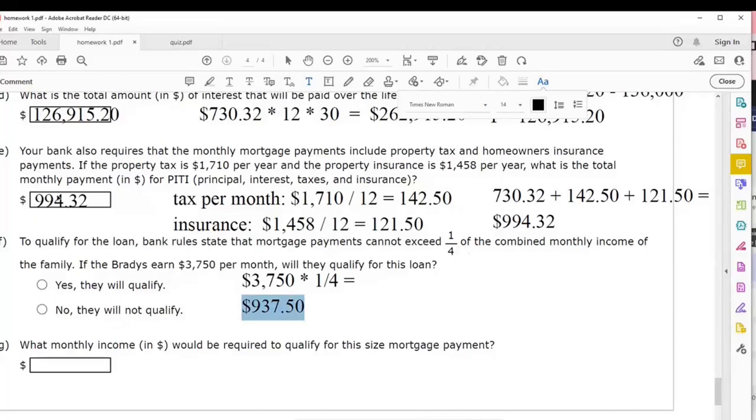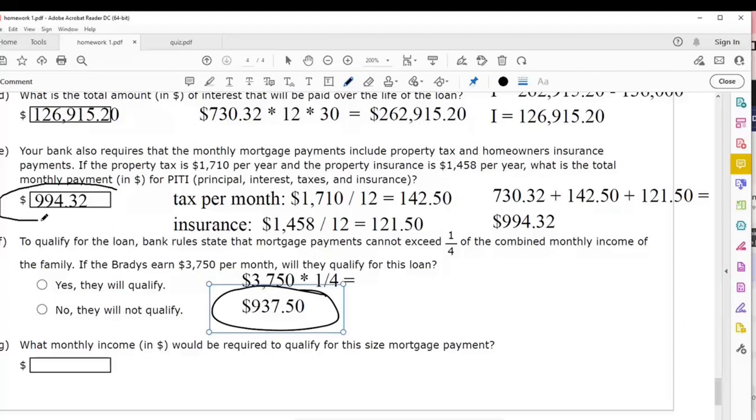The loan is $994. So no, they do not qualify. This is a fourth of their income. This is how much it would cost per month. So according to the bank, they don't qualify.